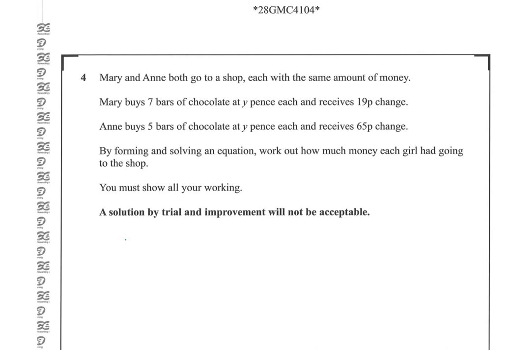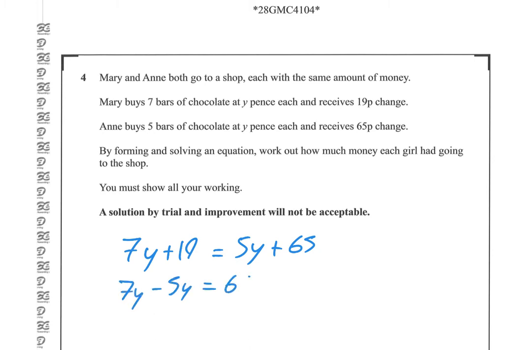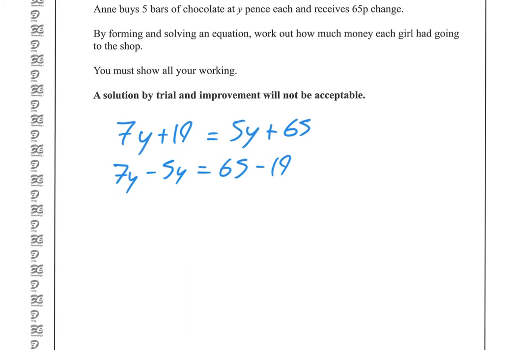Okay, so Mary buys 7 bars costing y pence and she gets 19 pence change. And that's the same amount of money as Anne buying 5 bars at y pence each and receiving 65 pence change. So it's just a linear equation. Bring all the y's to one side. Everything else goes to the other side. So you'll have 7y minus 5y is equal to 65 minus 19. Tidy up, that's 2y is equal to 46, which means y is equal to 23.